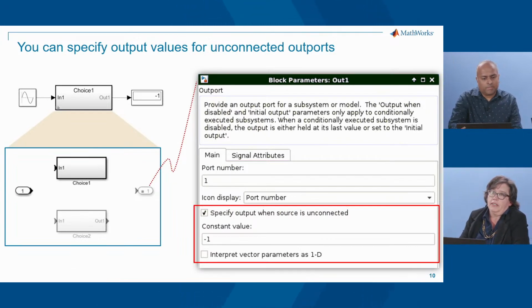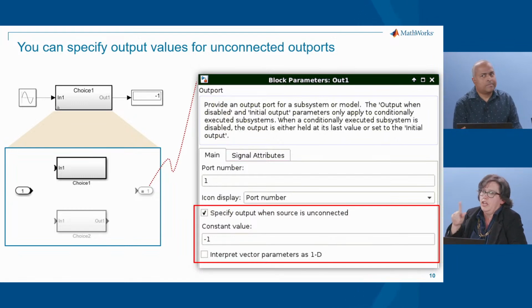Oh, I didn't bring this up. You also can specify, so in some cases, say that propagation goes out through the out port. That could cause some issues in some way. So you can sort of say, I want to specify a signal to be sent even if it's unconnected. So I just want to call that out. It's almost a model-based design best practice. Yeah, it's a design best practice.